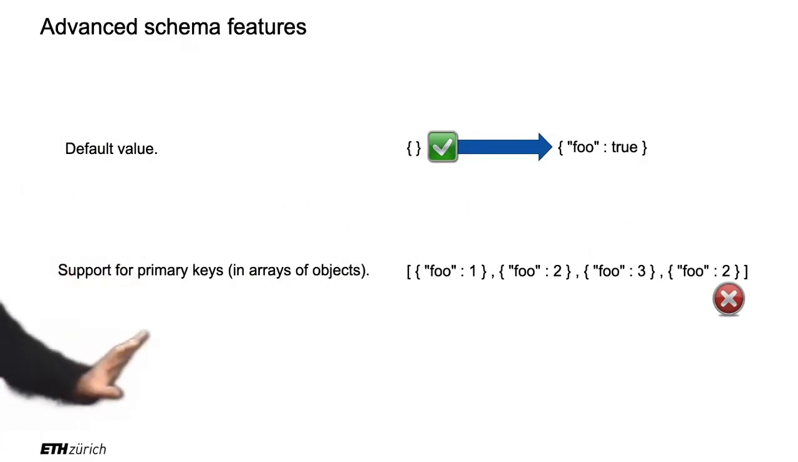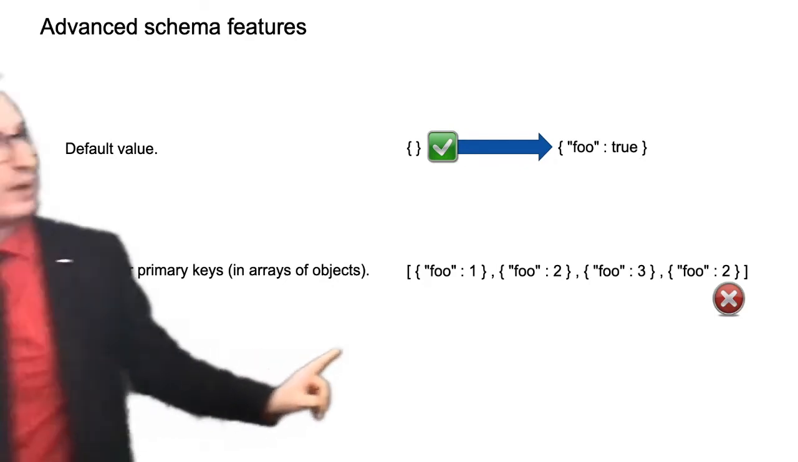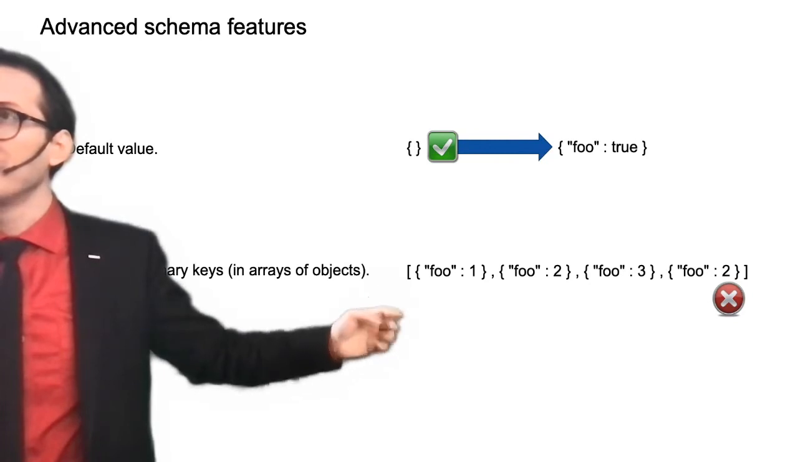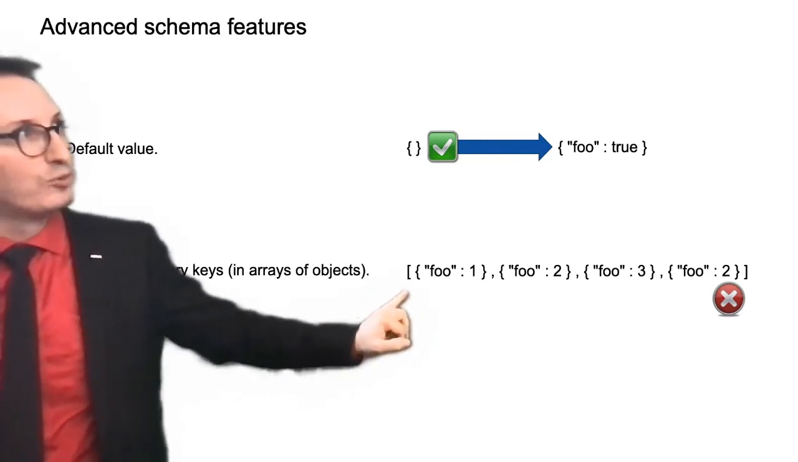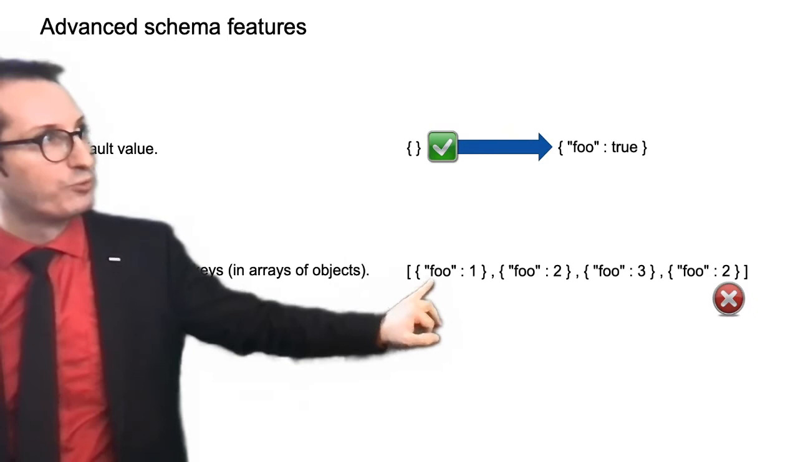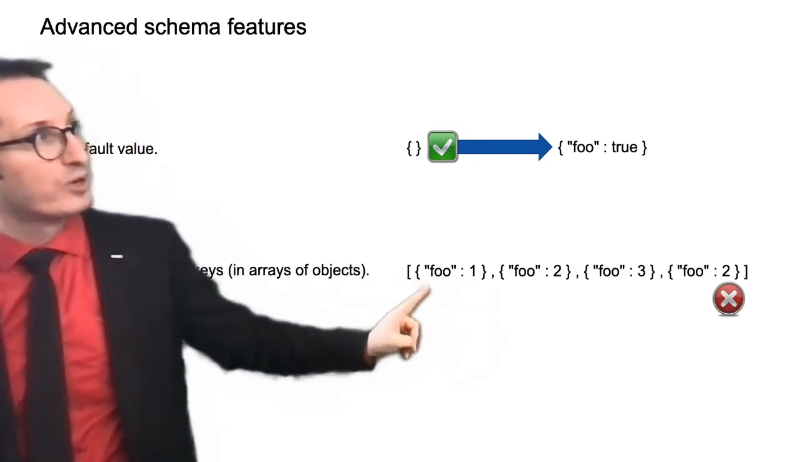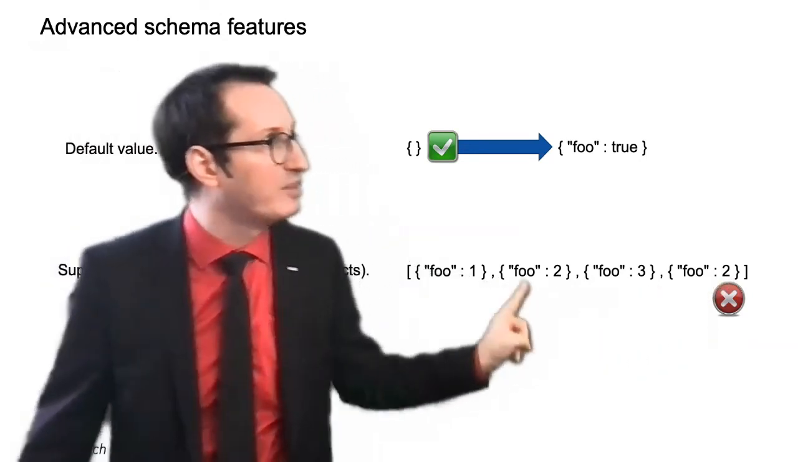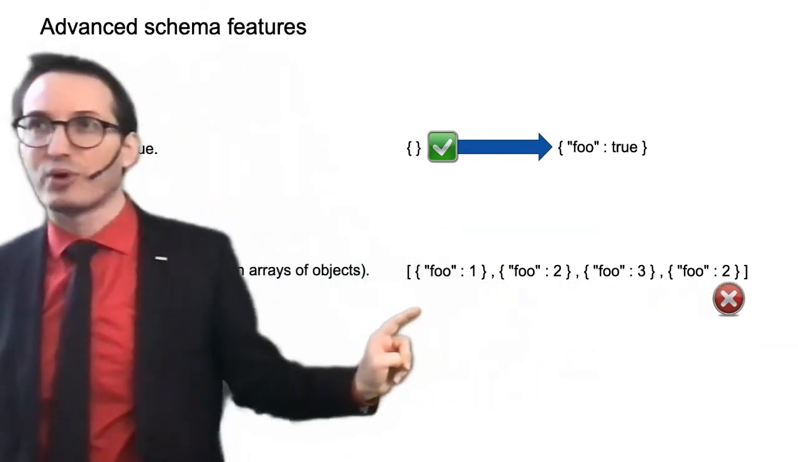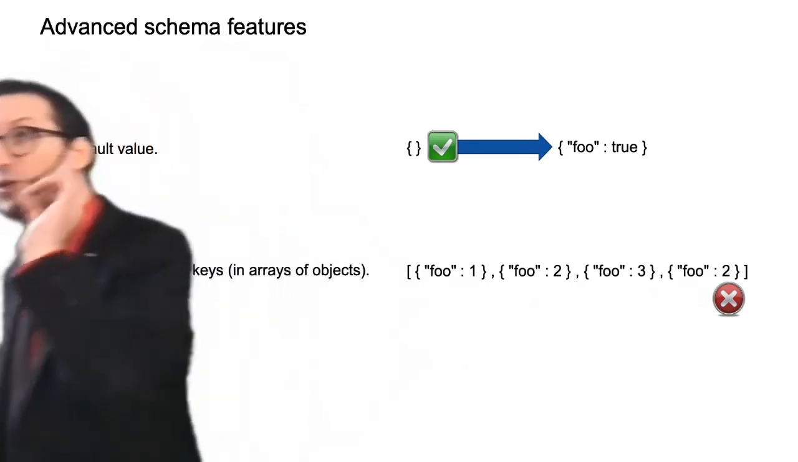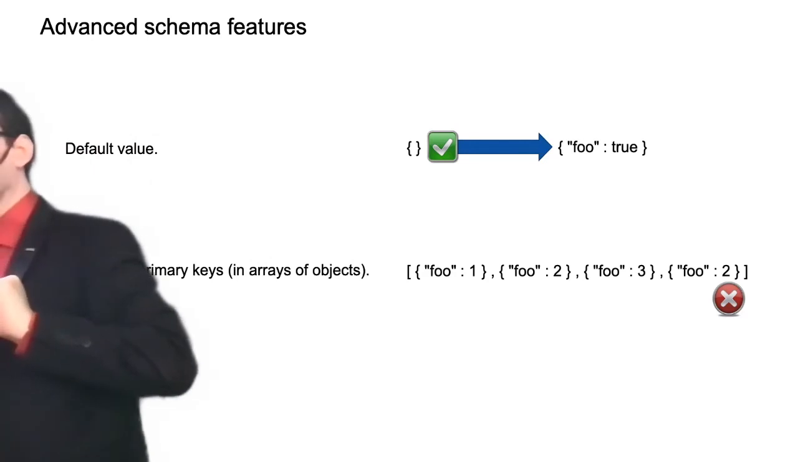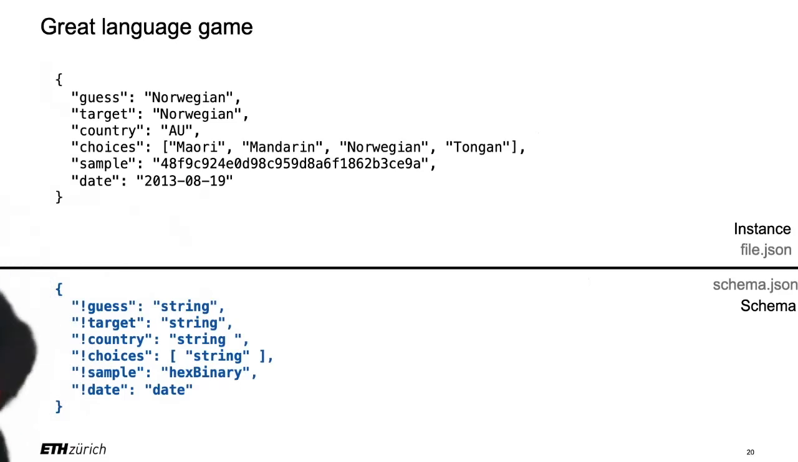And many schema languages also give you support for primary keys. What do I mean with that? Imagine you have an array of objects. Maybe you would like these objects to be uniquely identified with some key. For example, you would like the values of foo to be unique within the array. This, for example, would break the whole thing because here you have 1, 2, 3, they are unique, but 2 is repeated twice. So you could not have foo as a primary key. But in a schema, you can require that foo is a primary key within the objects in the array, right? For whom does that make sense? All right, so this is the sort of thing you can do with a schema.